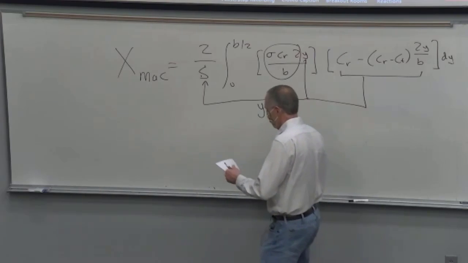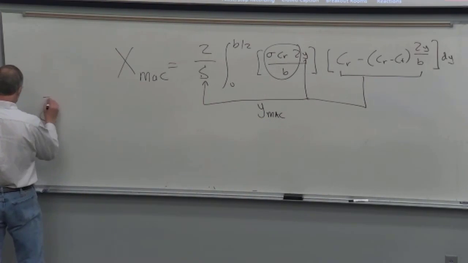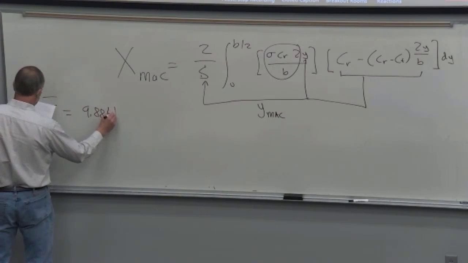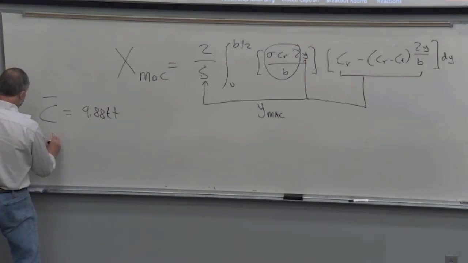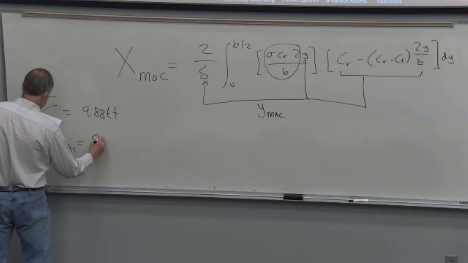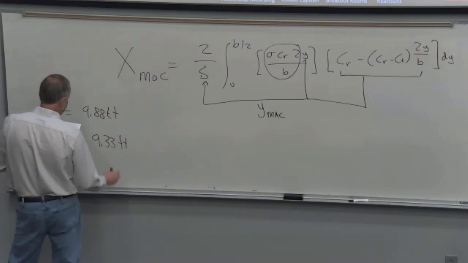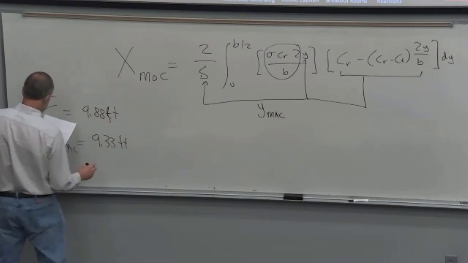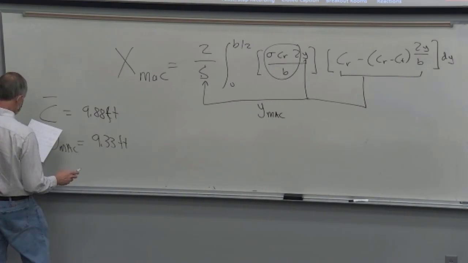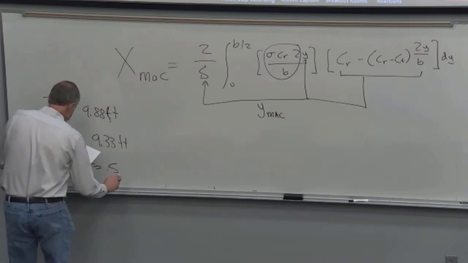And then answers for the last problem. We already did the area. C bar should be 9.88. Y. That's an F feet. Sigma is 0.5.